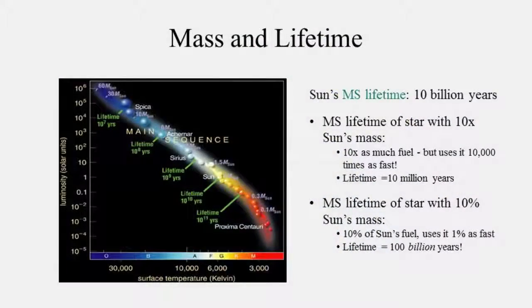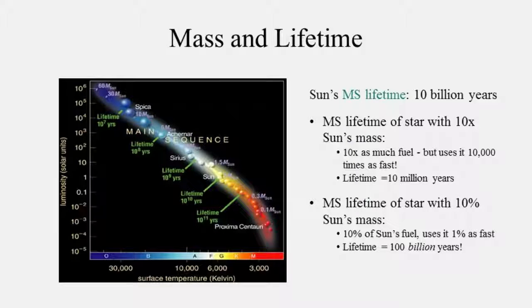If it starts out with 10 times as much fuel, it's actually going to use it 10,000 times as fast as the sun. So as we'll see, the sun has a particular lifetime. We would realize then that a higher mass star would have a shorter lifetime than the sun on the main sequence. Now the opposite is true as well. Let's take a star with a much lower mass, perhaps only 10% of the sun's mass.